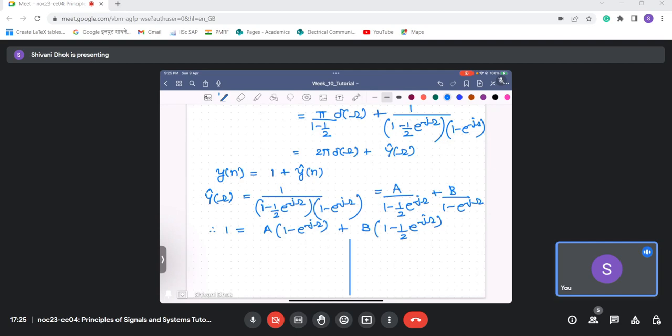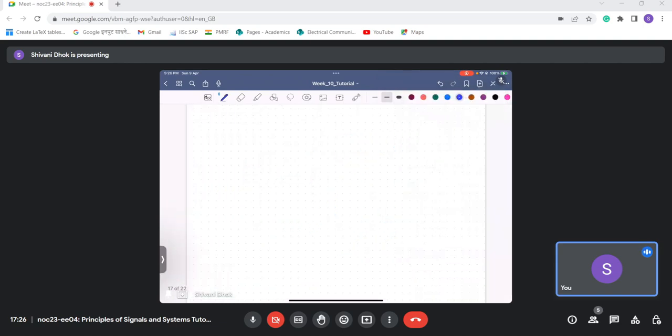Okay. Now for finding A, let's say that this e power minus j omega is equal to 2. Then this 1 minus 1 by 2 into 2 reduces to 0. So what we have is 1 equal to A into 1 minus 2, which is equal to minus A, which means that A equal to minus 1. Similarly, to find the value of B, let's say that this e power minus j omega is equal to 1. So this A term goes to 0 and 1 is equal to B into 1 minus 1 by 2, which is equal to B by 2, which means that B is equal to 2. So what we have is A is equal to minus 1 and B is equal to 2.